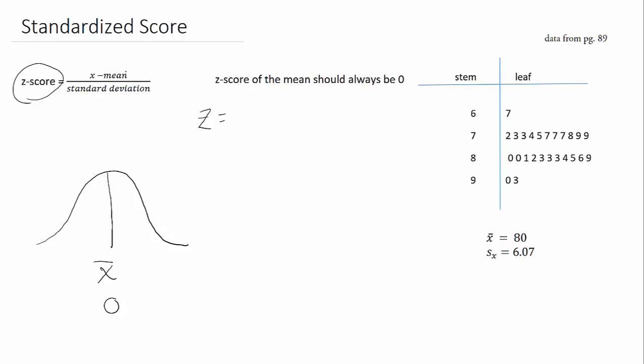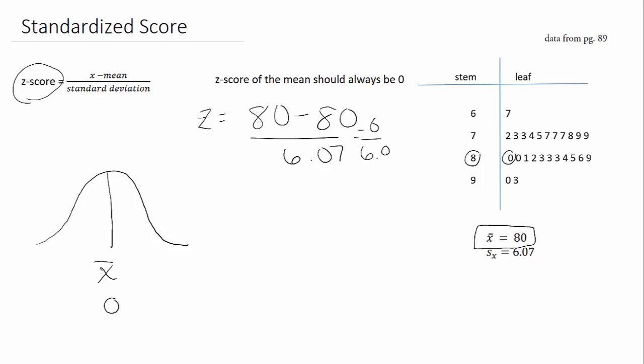So the observation in my data, over here in my stem and leaf plot, my mean is 80. If I'm trying to find the z-score of the mean, I'm going to use one of these 80s. The observation minus the mean over the standard deviation, and I'm going to get 0 over 6.07. And that works out to 0. The z-score of the mean should always be 0.